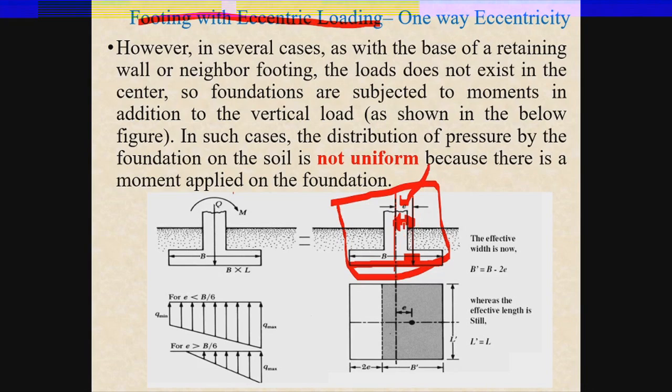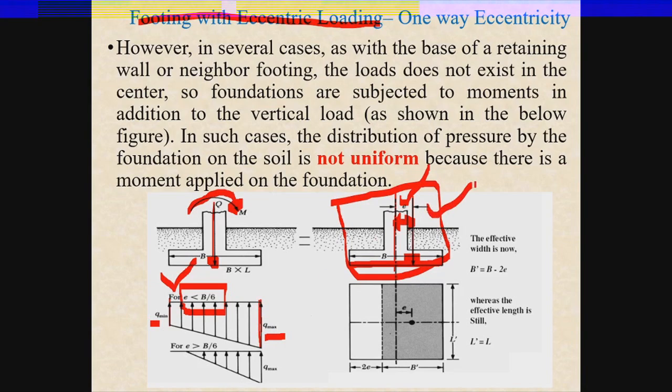Now this load eccentricity will create a moment in the footing as well, along with the vertical load. Okay, now this pressure will be maximum at one end and minimum at the other end when the eccentricity of the load is less than B by 6, where B is the width of the footing. So if the eccentricity lies in this limit, then on the side of the eccentricity of the footing there will be a maximum pressure.